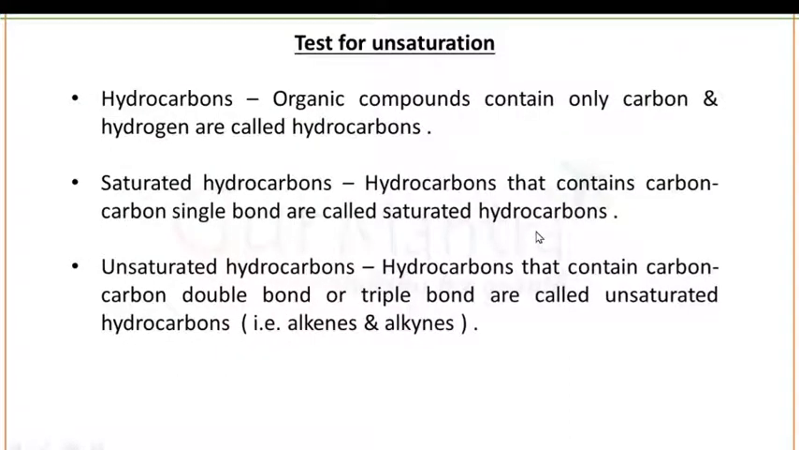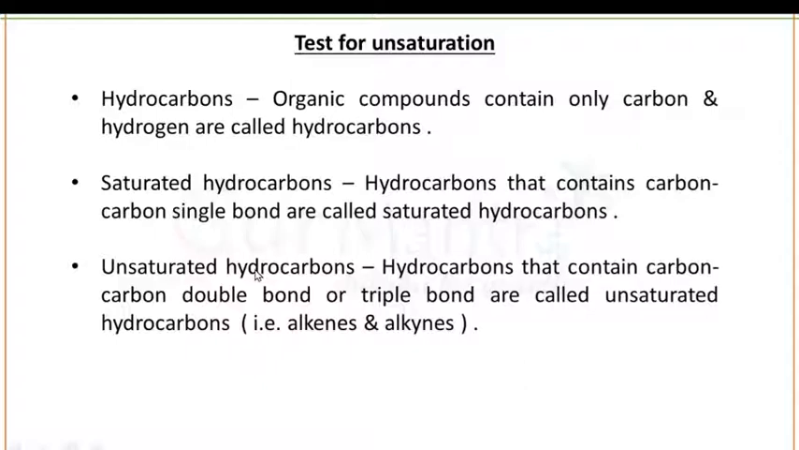Number 1 is the test of unsaturation. You know it very well. We use the terms unsaturation and saturation in organic chemistry, basically in hydrocarbons. Hydrocarbons are the organic compounds that contain only carbon and hydrogen. The compounds which have only carbon and hydrogen in their molecular or empirical formula are known as hydrocarbons. Hydrocarbons are distinguished into two types, saturated hydrocarbons and unsaturated hydrocarbons.